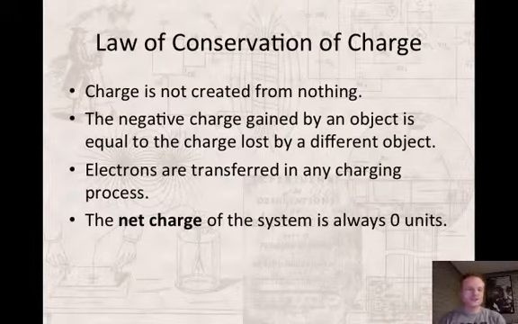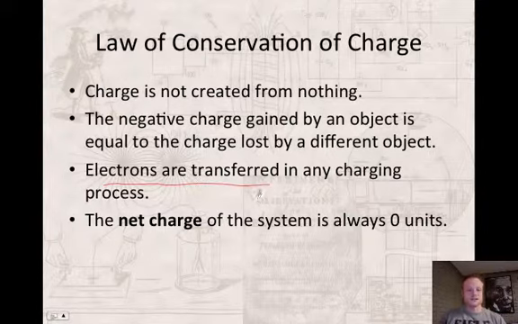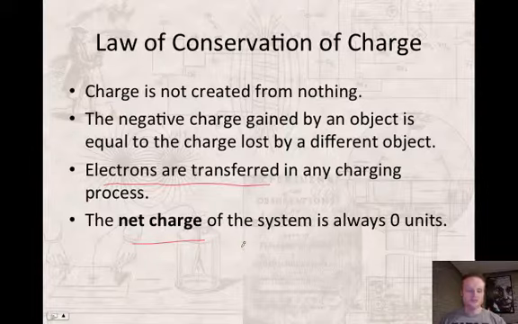Whoever loses electrons is going to have an overall positive charge, and whoever gains electrons is going to have an overall negative charge. Electrons are the only thing that are transferred, and that's kind of important. The protons, remember, they're big and lazy and they don't like to do much. So they don't do any moving, the electrons do the moving. Something to keep in mind is the net charge of the entire system will always be 0. And again, that just follows the law of conservation of charge. Charge is not created nor destroyed, it's just transferred.